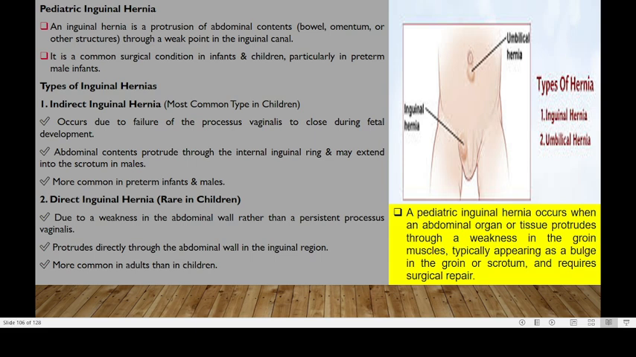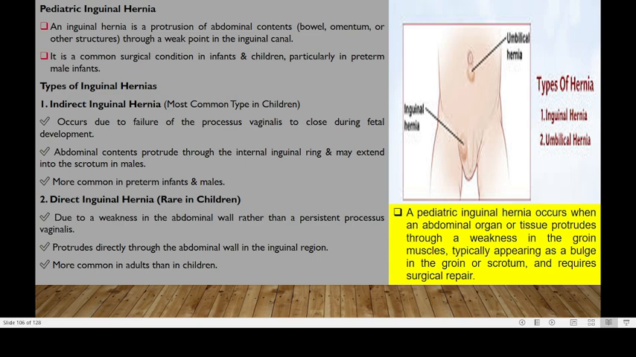So types of inguinal hernia, we have indirect inguinal hernia and direct inguinal hernia. The indirect is the most common type in children. It occurs due to failure of the processus vaginalis to close during fetal development. Abdominal contents protrude through the internal inguinal ring and may extend to the scrotum in males. It is more common in preterm infants and males.